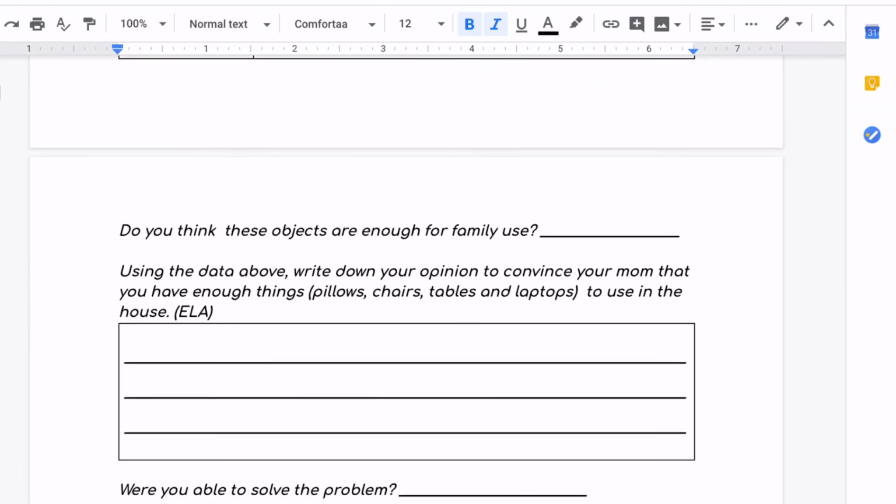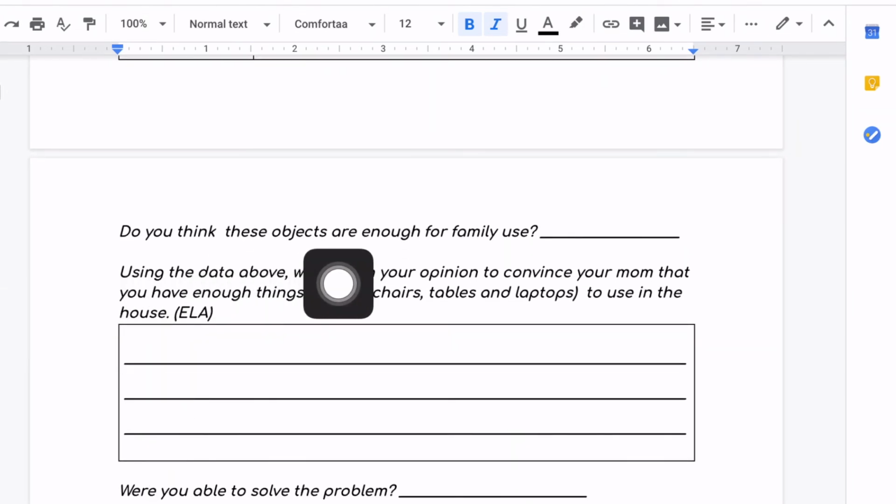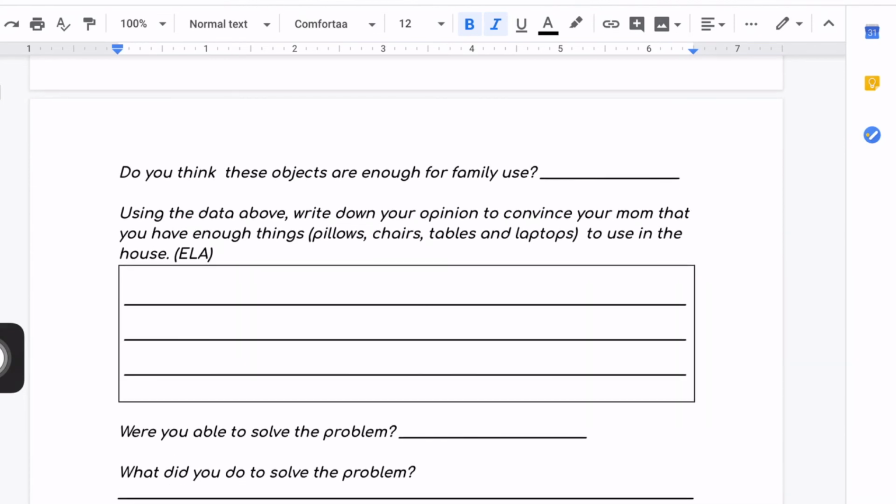Now the question here is, do you think these objects are enough for family use? Yes or no? I think it's enough. I think it is not enough. So using the data above, write down your opinion to convince your mom that you have enough things, pillows, chairs, tables, and laptops to use in the house. So you're going to reason out to your mom that you have enough chairs. Example, maybe you can say, we have enough pillows because we have 10 pillows and we just have 3 people at home. So that is enough.